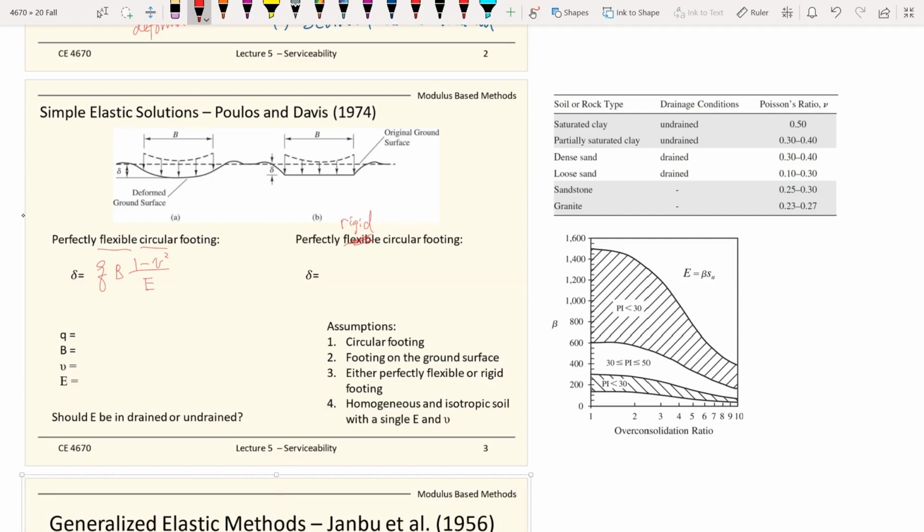This is based on theoretical derivations. The whole thing is very theoretical. The formulas are not empirical, but based on elastic theory. The q there is the applied bearing stress, which is pretty much the loading from the structure. B is the footing diameter. This method only works for circular footings. And you have the Poisson ratio.